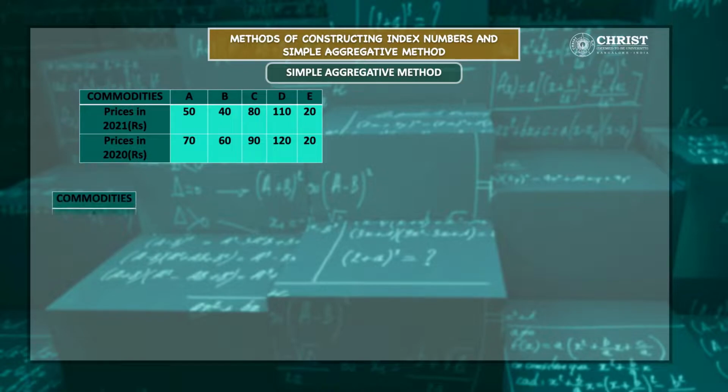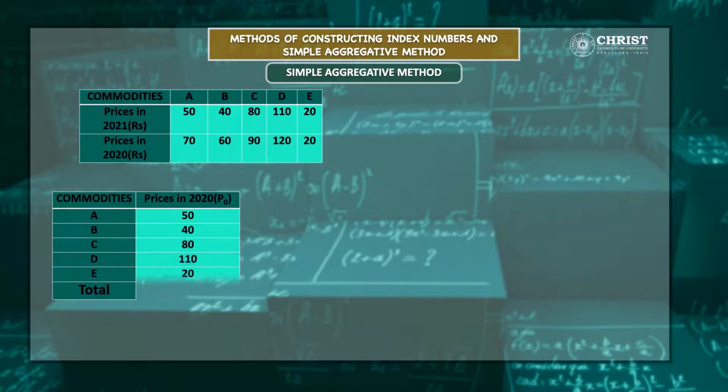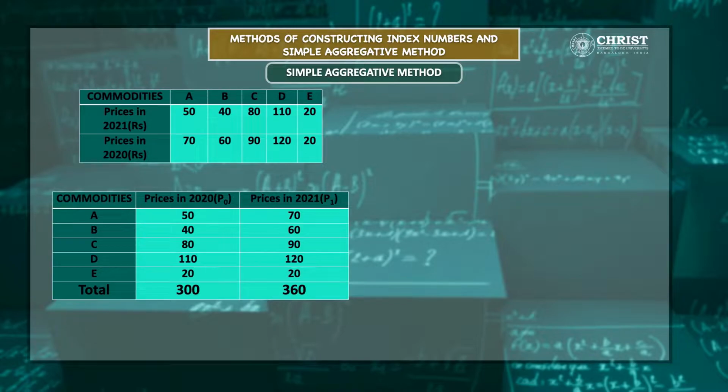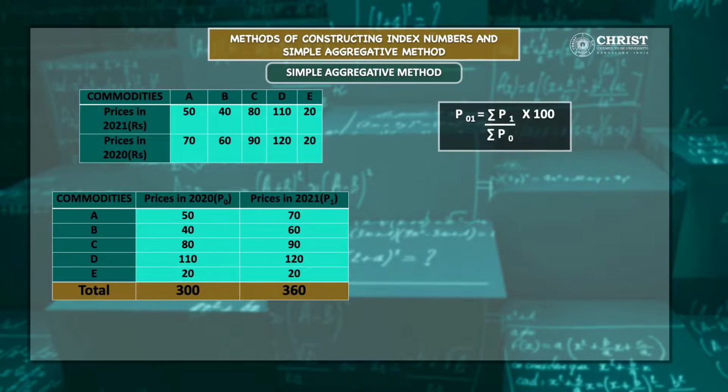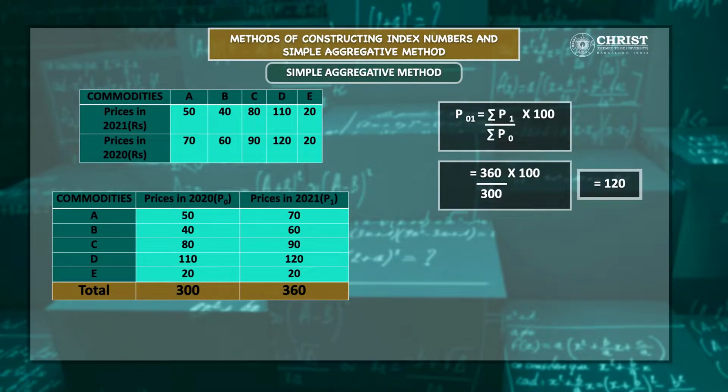See, the commodities represents the first column. Second one is prices for the base year, that is the P0. Next is 2021 prices, that is P1, prices for the current year. Now you have to take the total of the values. Now the classification is clearly explained in the table and now we have to substitute the values in the equation. That is P01 is equal to sigma P1 divided by sigma P0 into 100. We are just taking the total prices of current year, that is 360 divided by total prices for the base year, that is 300 into 100.